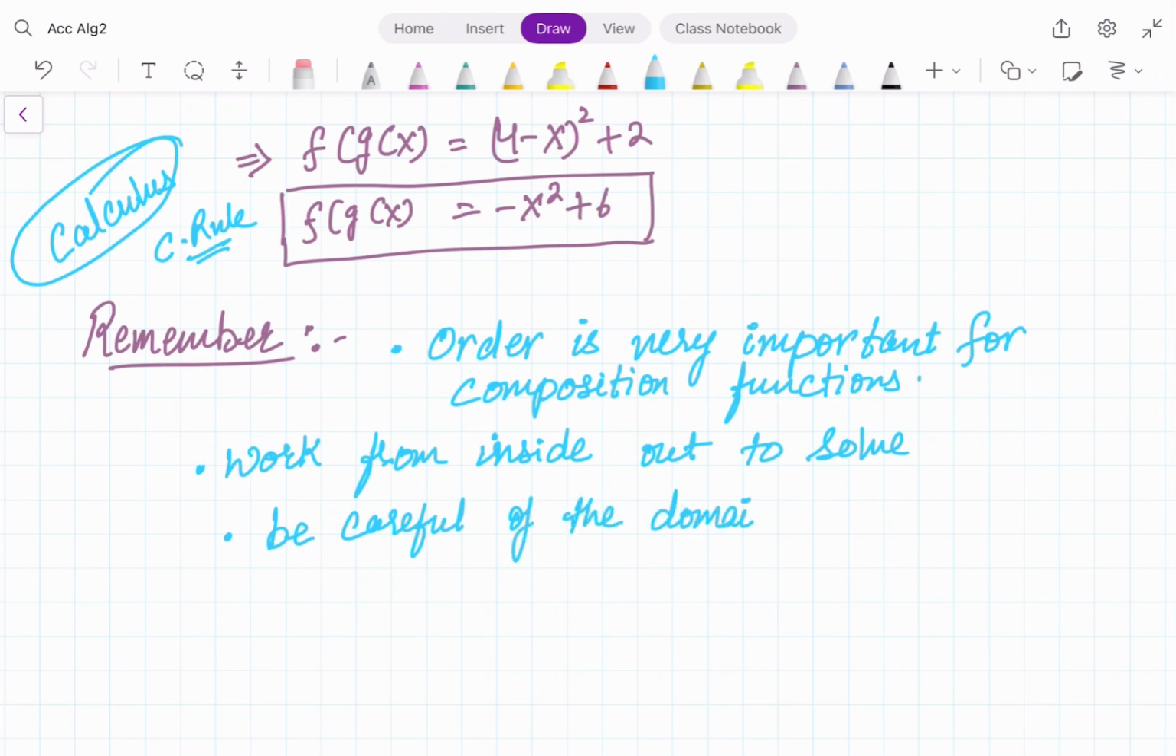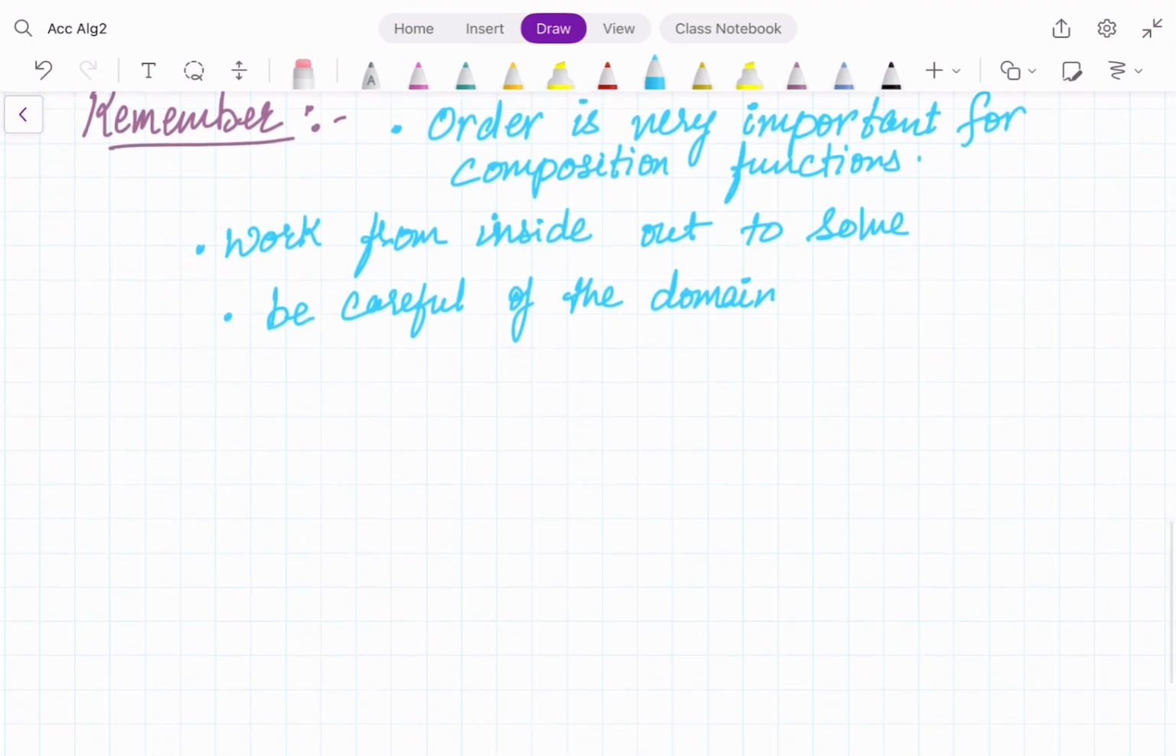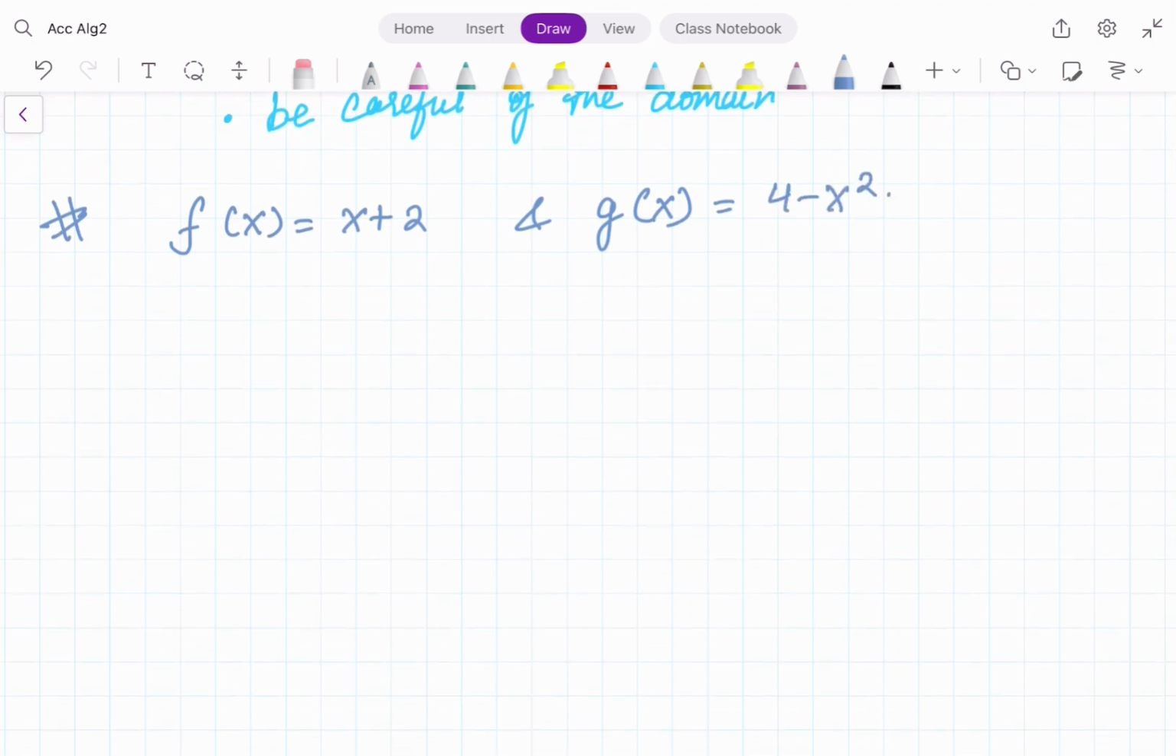And the third, be careful of the domain, because we cannot outrightly reject any domain. You need to consider the domain restriction as well. So let's take the above example only. We had f of x equal to x plus 2, and we took g of x as 4 minus x squared. Earlier we solved f composed with g. Now let's solve g composed with f.